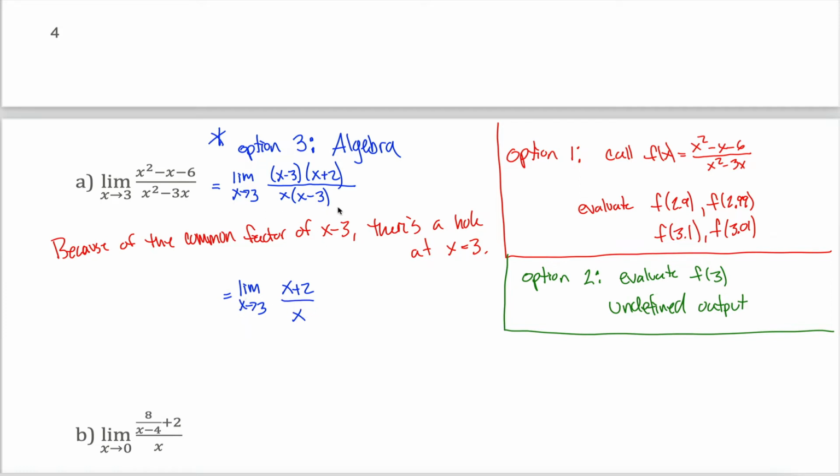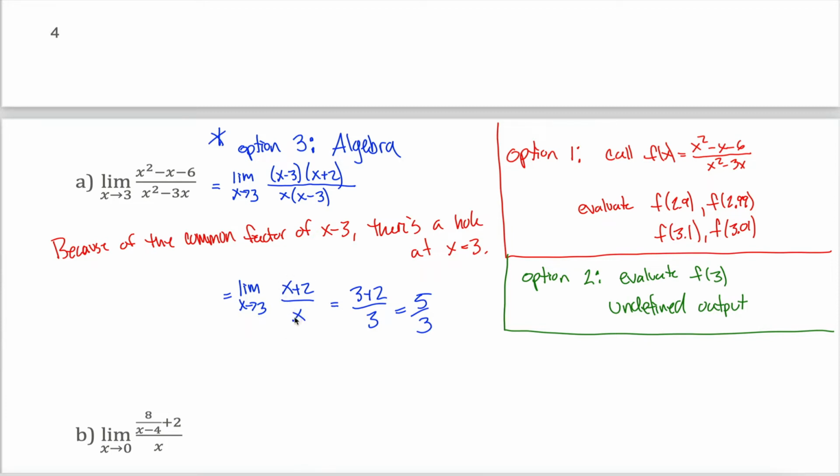The bad news about this limit is it's hard to evaluate. I can't just plug in 3 everywhere. The good news about this limit is it's easy to evaluate. You can just change all the x's into 3's. 3 plus 2 divided by 3 is just 5/3. The limit as x approaches 3 of x plus 2 divided by x is 5/3 because x plus 2 divided by x is continuous at x equals 3. So evaluating the limit is as simple as plugging in x equals 3.